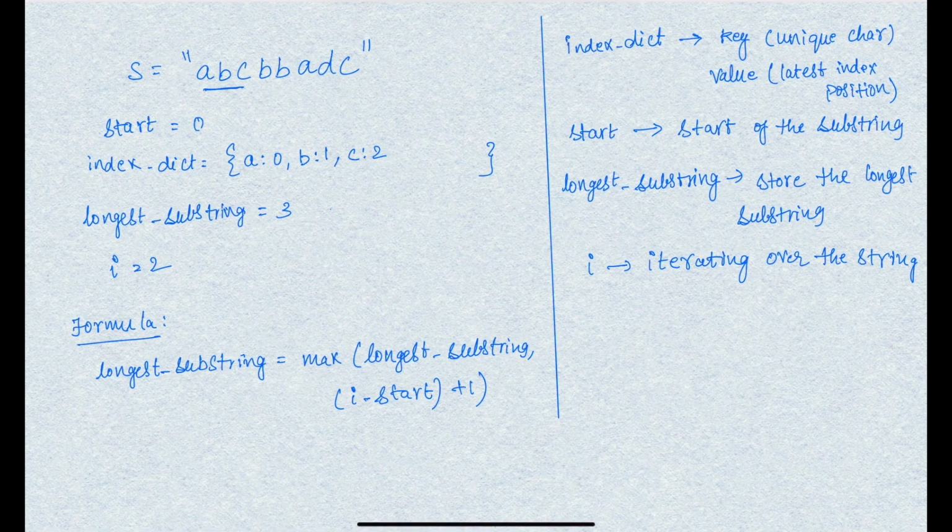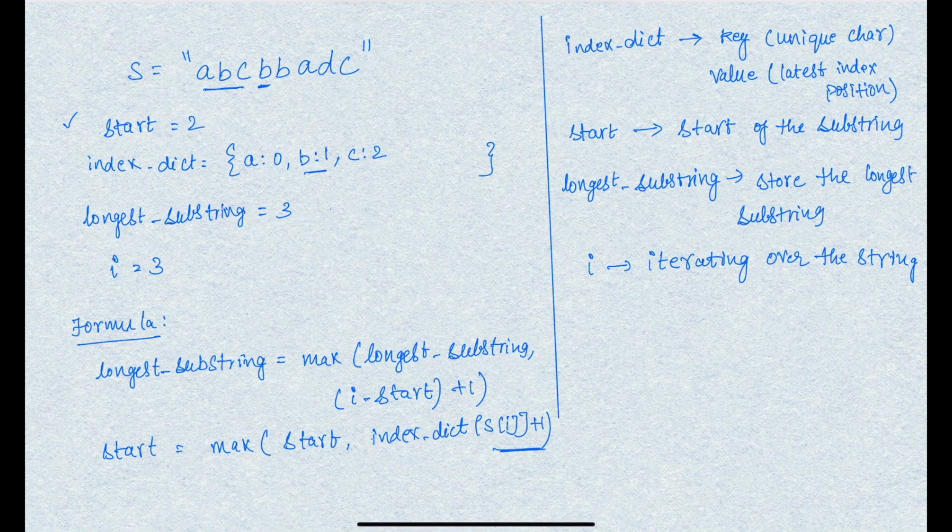Okay. Now let's move on to I is equal to 3. So what happens when I is equal to 3? We are encountering a repeating character. So whenever we are encountering a repeating character, we have to update our start variable. So how are we going to update the start variable? Our start is going to be the max of start comma index dictionary of s of I plus 1. Okay. So in this case, the value of b in the index dictionary is 1. So my start is going to be 1 plus 1, that is going to be 2. So my start is going to be updated in this case.